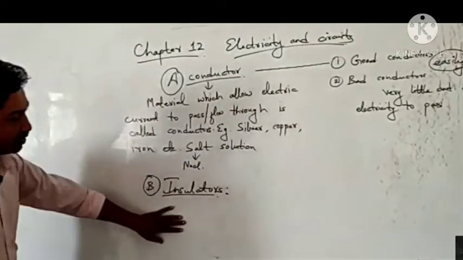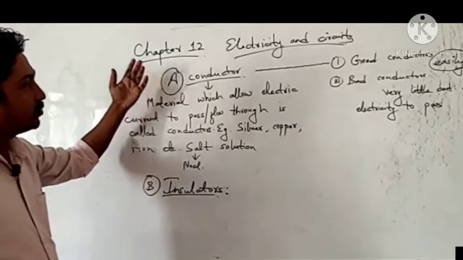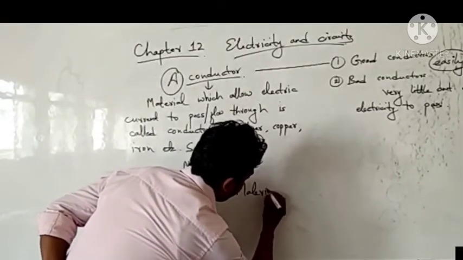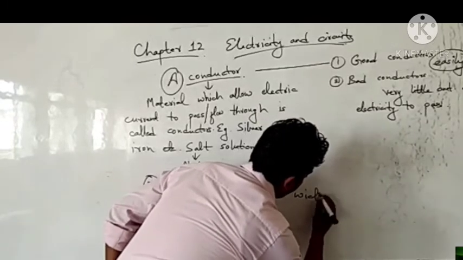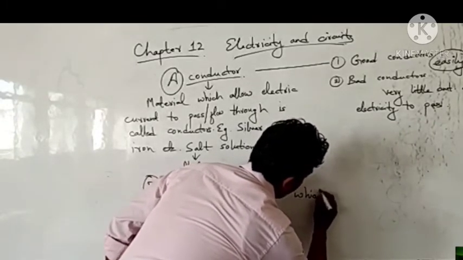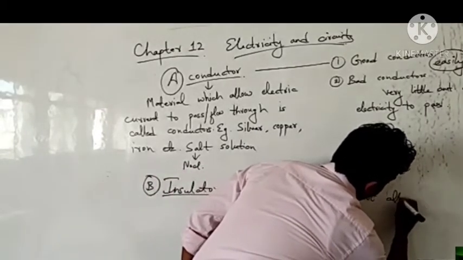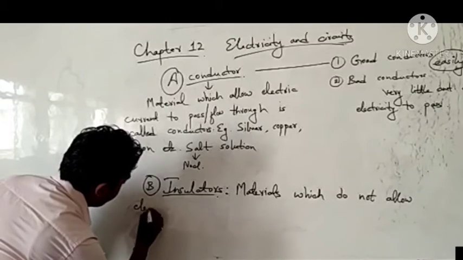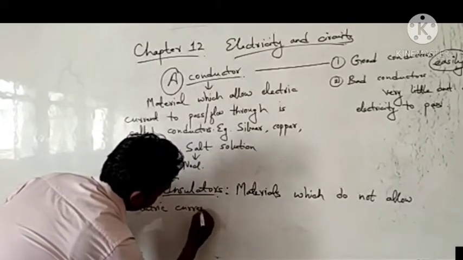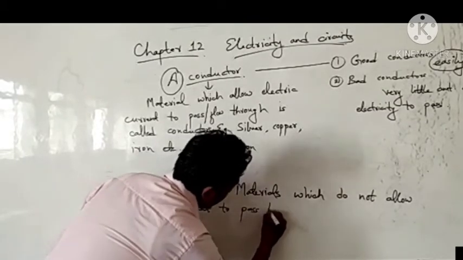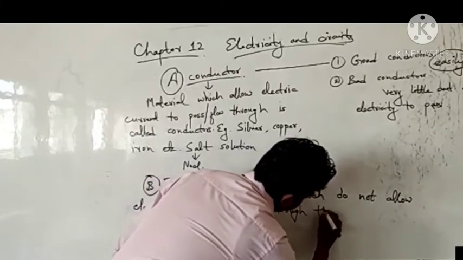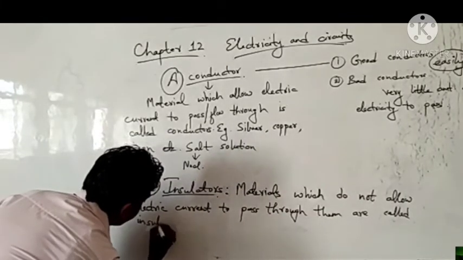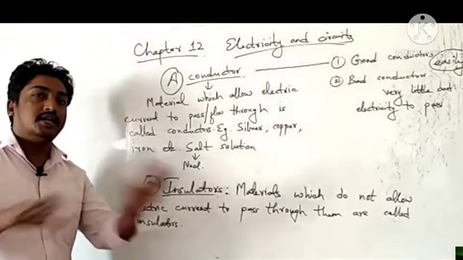Now let's talk about insulators. As we know about conductors, insulators are just the opposite. Materials which do not allow electricity or electric current to pass through them are called insulators. That means they don't conduct electricity.